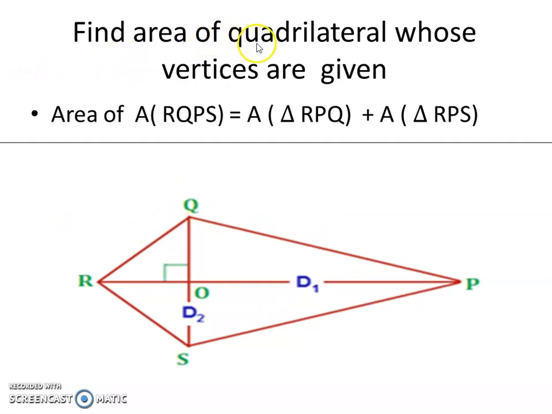Find the area of quadrilateral whose vertices are given. How to find that? The area of RQPS is what? We have to find. If we find the area of the triangles and add, we get the total area of this quadrilateral. How?